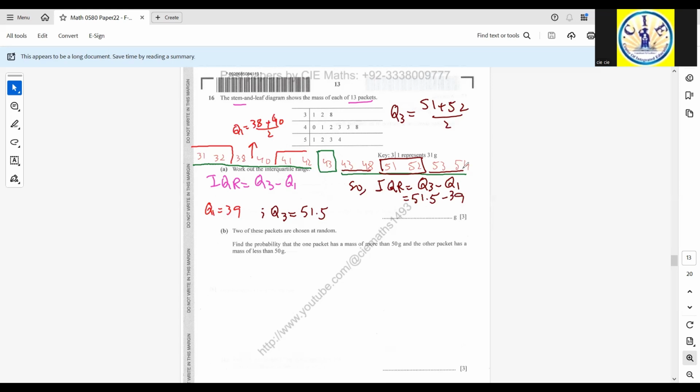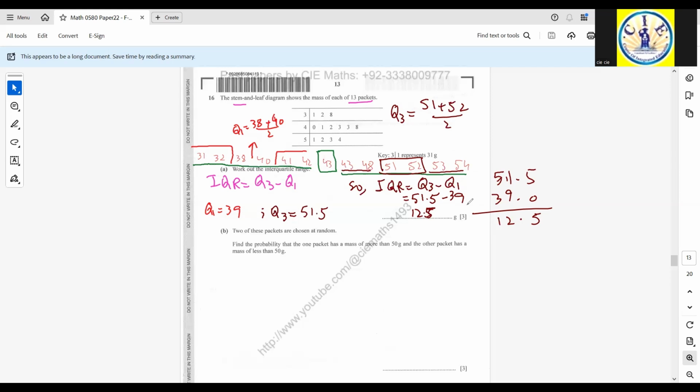that is 12.5. So this is 12.5 grams. That is the interquartile range.